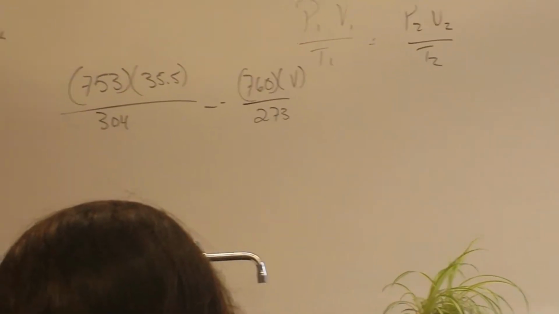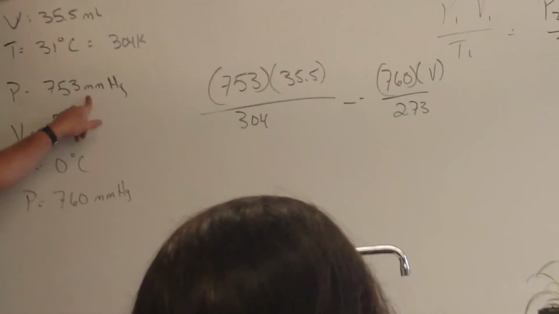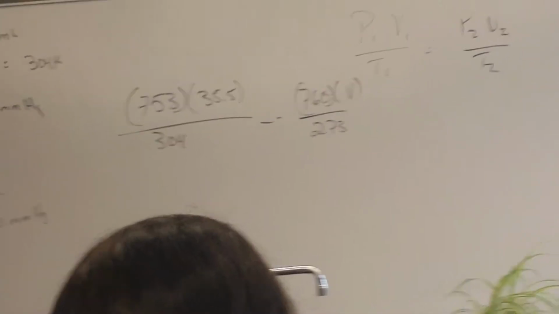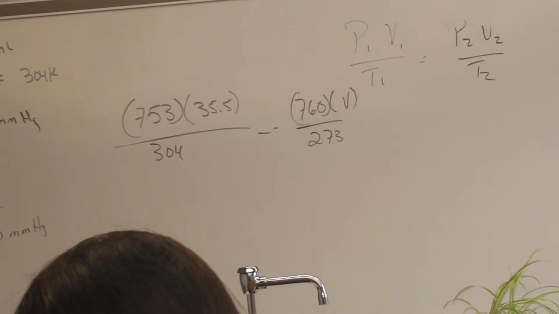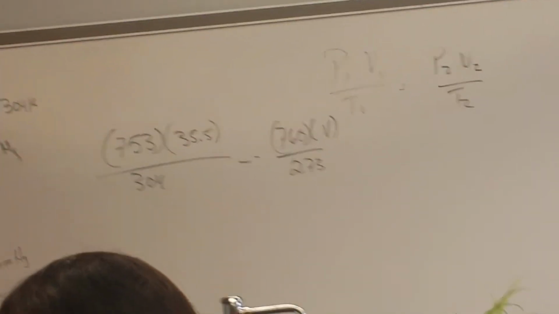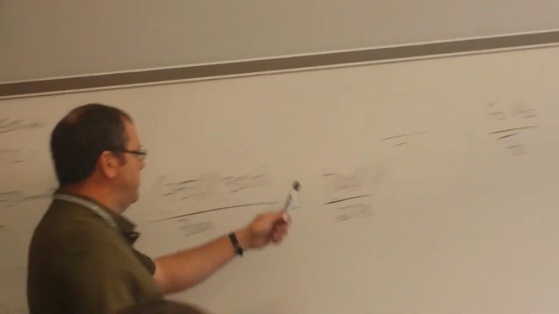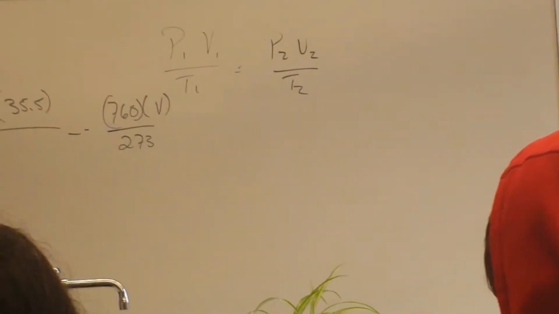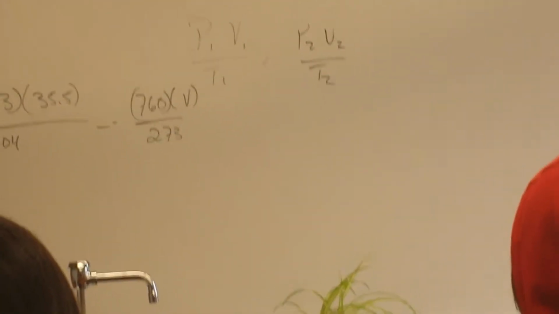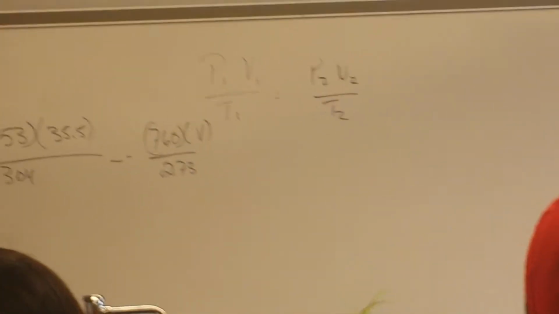But why do you change 760 to 1? The reason I didn't change this to 1 atmosphere is because this pressure was in millimeters of mercury, so the units for pressure have to stay the same. When you use these equations, your pressure and pressure have to be in the same units, your volume and volume have to be in the same units, and your temperature will always be in the same units because it's always in Kelvin. Does that help clear that up? Yep.